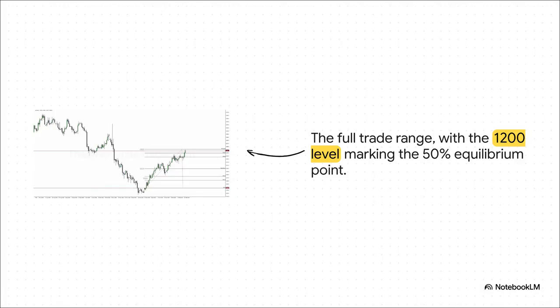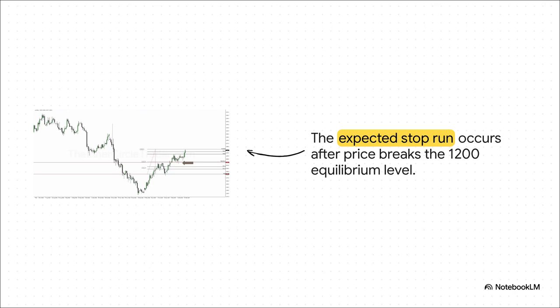This chart just lays out the entire trade plan so beautifully. You can see our entry zone down near 1142, you can see our final objective way up at 1260, and right there in the middle, you have that critical 1200 level, which marks the 50% or equilibrium point of that entire expected move.